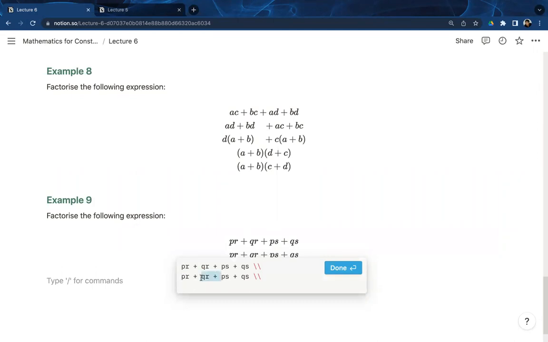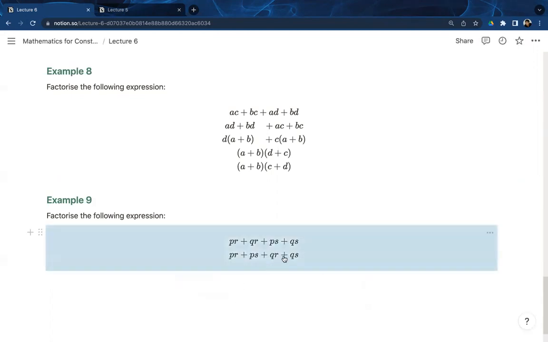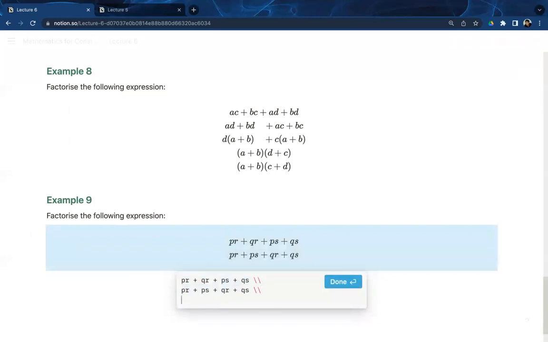I'll say PR plus PS plus QR plus QS. So I took the PS from the third term and I put it second. The QR becomes the third term and the QS is there. I'm just picking a letter that I want to use. So I pick P. The next step is I want to factorize these two terms here. Those two terms are P into R plus S.